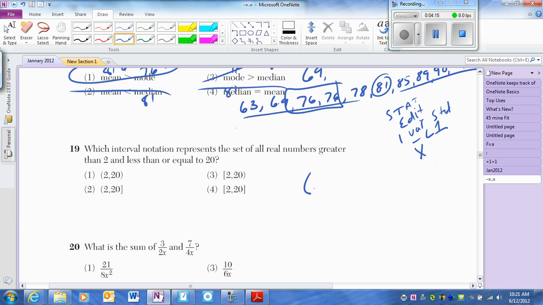Alright, so we use parentheses when it's less than or greater than. We use the brackets when it's less than or equal to or greater than or equal to. So it says greater than 2. So it's got to be one of these two. Less than or equal to 20, so it's got to be a bracket on 20.